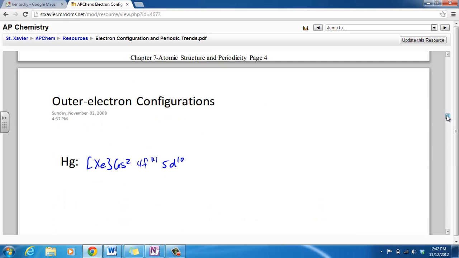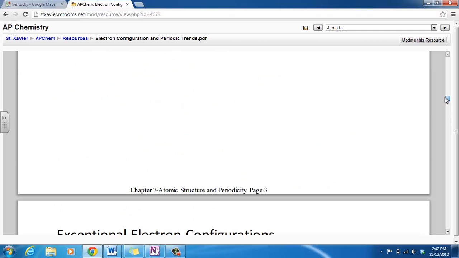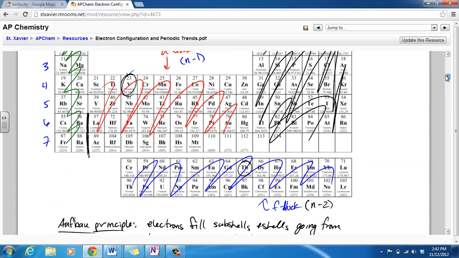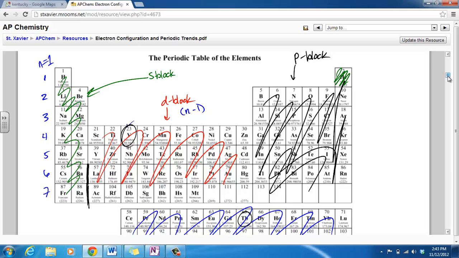Okay. The outer configurations we've talked about already. So something like mercury. Good gravy. Let me show you where mercury is. Mercury would be all the way up here. If you were to do this whole configuration for mercury, you would have to do 1s2, 2s2, 2p6, 3s2, 3p6, 4s2, 3d10, 4p6, 5s2, 4d10, 5p6, 6s2, 4f14, 5d10. Okay, that's a mouthful.